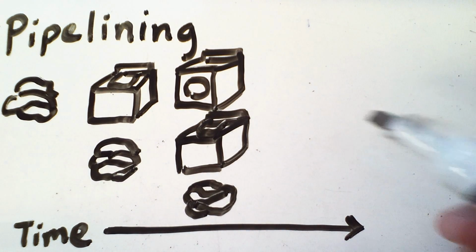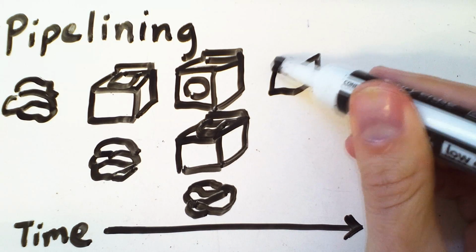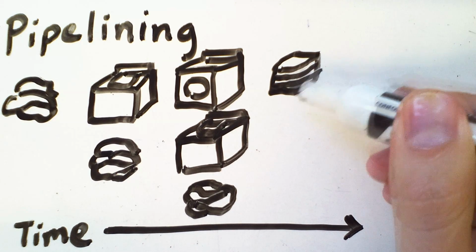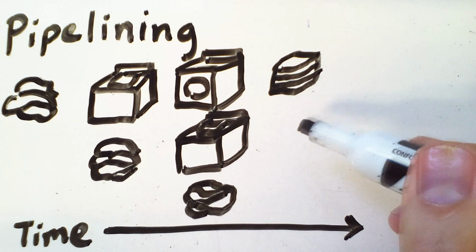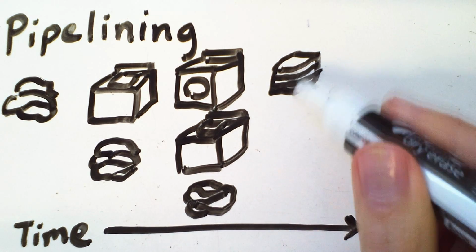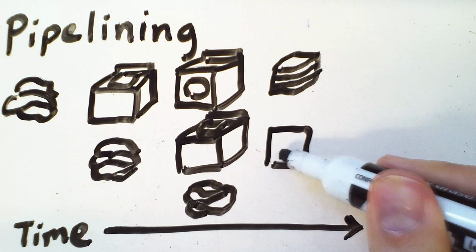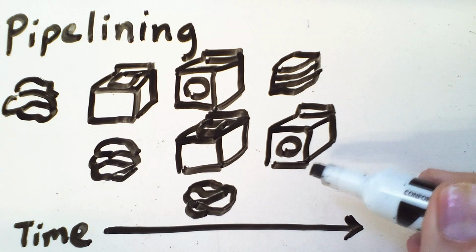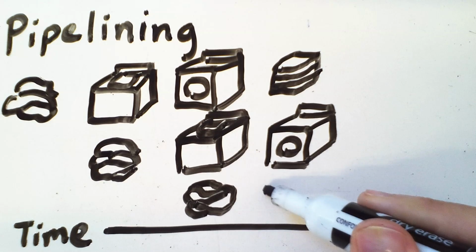And let's say that there's one more stage to this pipeline, and that will be folding the laundry once it comes out of the dryer. So it's a stack of folded laundry. Now, once that clothes comes out of the dryer, this load can go from the washer into the dryer. And this load can go into the washer.